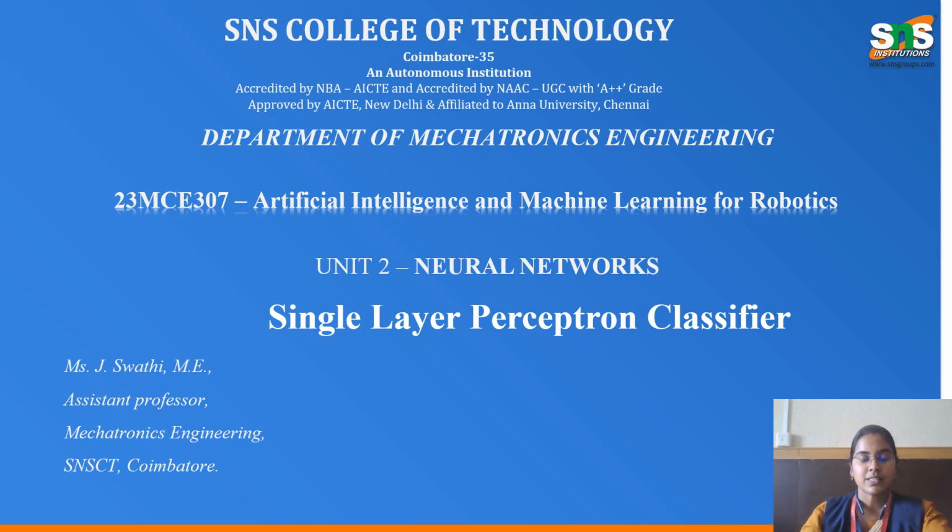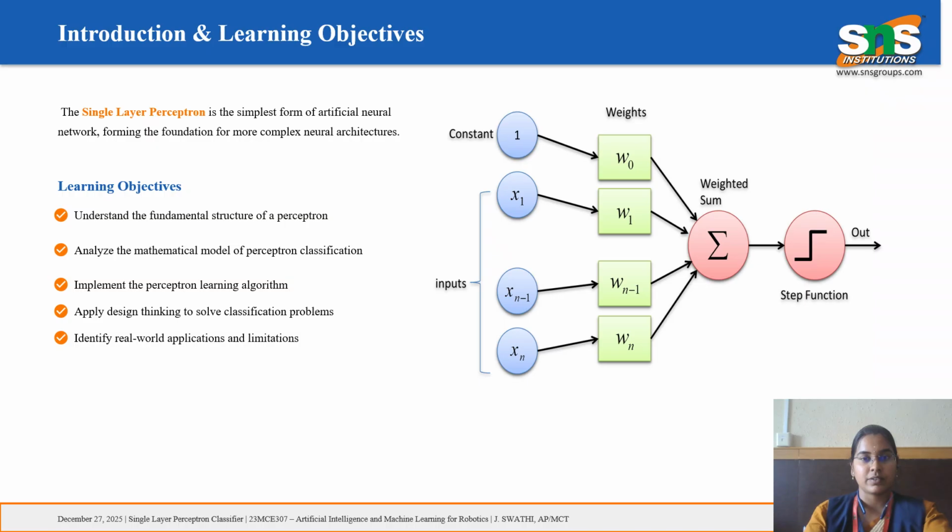So in the previous series, we have discussed the biological neurons and artificial neuron models. And now we are going to continue with the single layer perceptron classifier. So what is this single layer? It is the simplest form of artificial neural network, forming the foundation of more complex neural architectures.